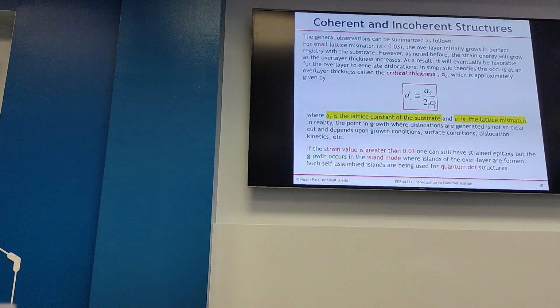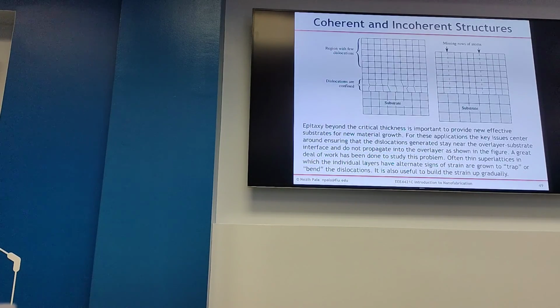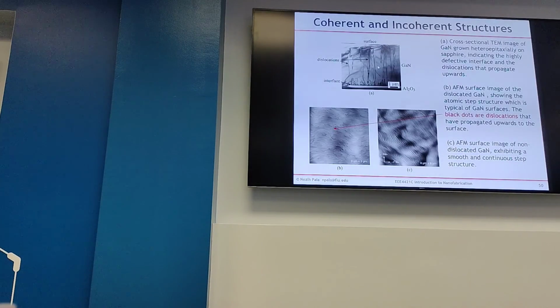So if it's approximately this value, the overlayer may accommodate the strain, so you can grow without any defects. But beyond that, you will start having defects. As you see here, at the top you may get cracks and dislocation baskets. So this is a very good picture of it.